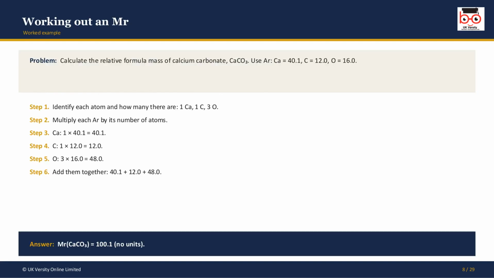Let's calculate a relative formula mass using calcium carbonate, formula CaCO3. First, count the atoms, 1 calcium, 1 carbon, and 3 oxygens. Now multiply each relative atomic mass by how many there are. Calcium is 1 times 40.1, so 40.1. Carbon is 1 times 12.0, so 12.0. Oxygen is 3 times 16.0, which is 48.0. Add them together, 40.1 plus 12.0 plus 48.0, and you get a relative formula mass of 100.1, with no units.